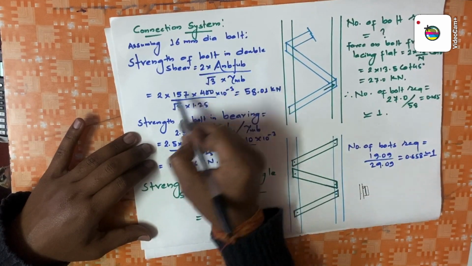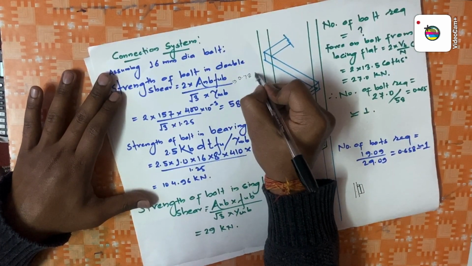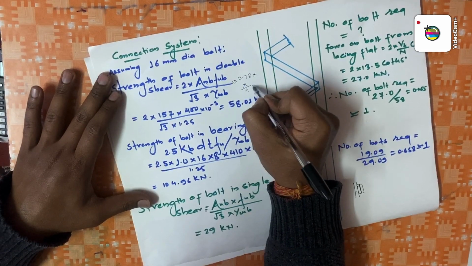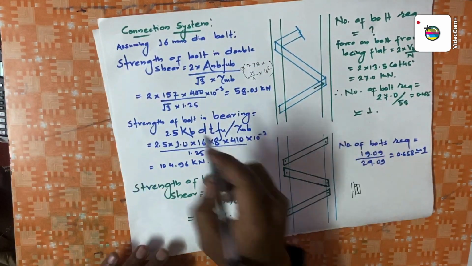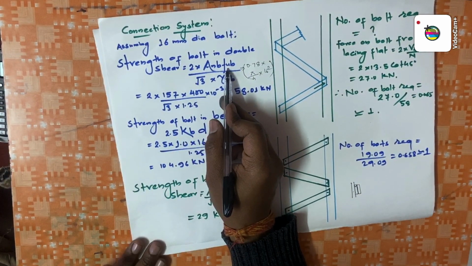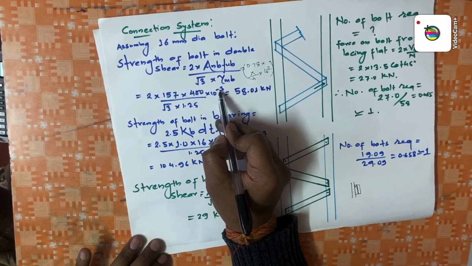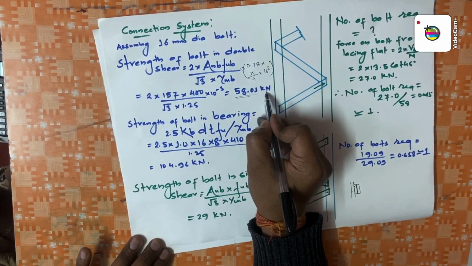So 2 times Anb value is nothing but 0.78 into pi by 4 d square, where diameter is 16, squared. So you have to take this value of Anb, 157, into fub, the ultimate bolt strength, which is 400, into 10 power minus 3, I am converting into kilonewton. So we can get this value, 58.01 kilonewton.